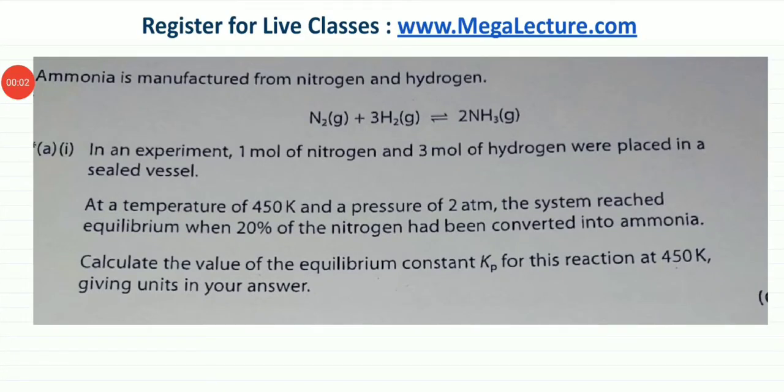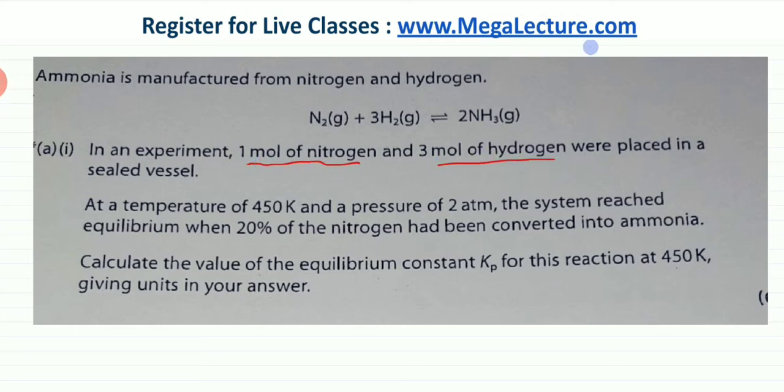The following question reads that ammonia is manufactured from nitrogen and hydrogen. So the reaction is given. It's an equilibrium reaction. And the question then states that in an experiment, 1 mole of nitrogen and 3 moles of hydrogen were placed in a sealed vessel. So you're given the initial quantity, and I'm going to underline 1 mole of nitrogen and 3 moles of hydrogen.